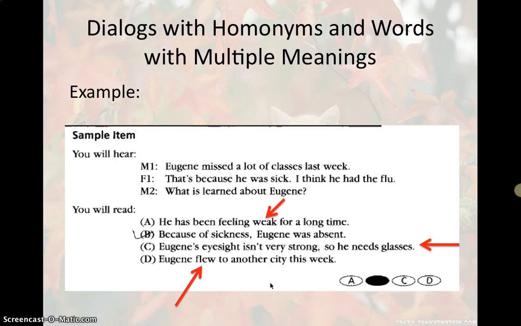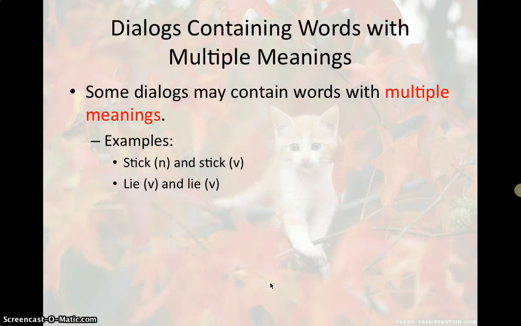Okay, so let's take another look here. Dialogues can contain some words with multiple meanings as well. Like the previous example, we have words that sound the same but mean different things. In this case, we're talking about words that are spelled exactly the same. In fact, they're the same written word, but they have a different meaning.